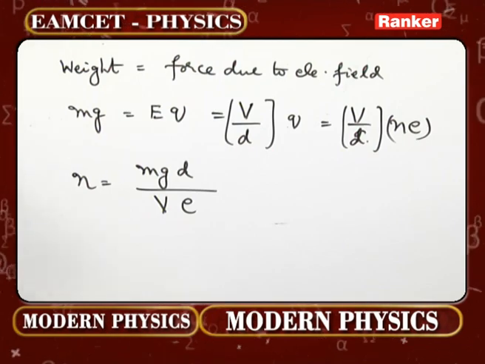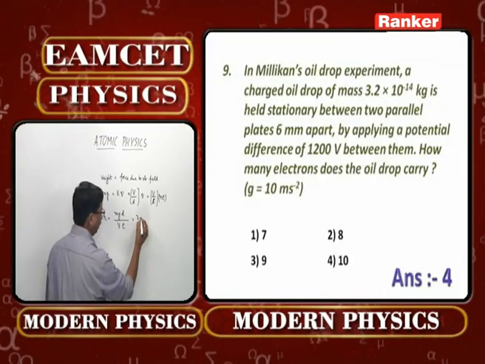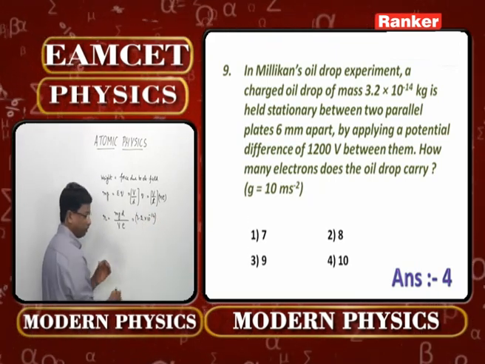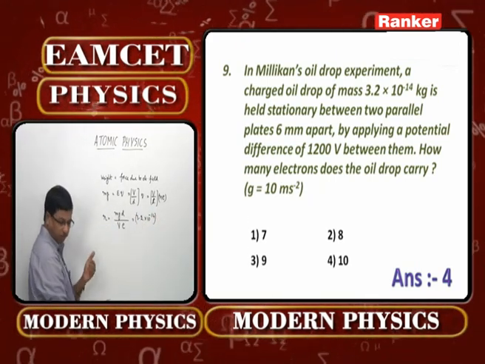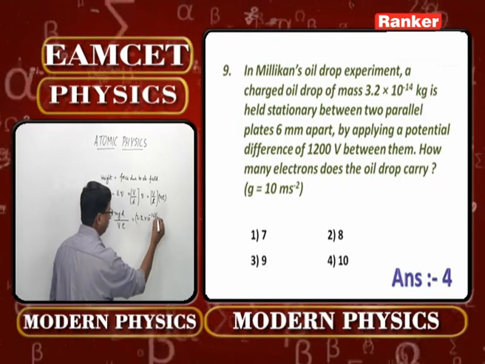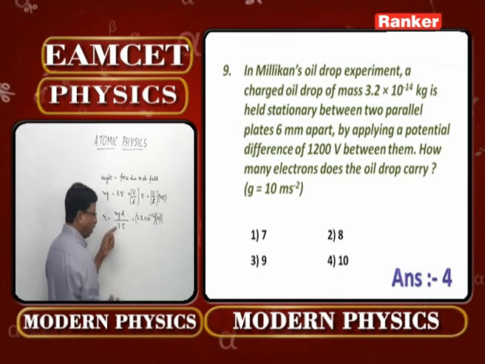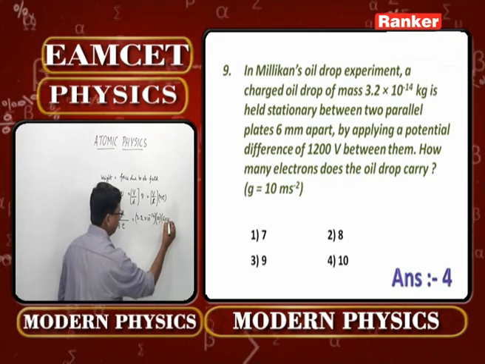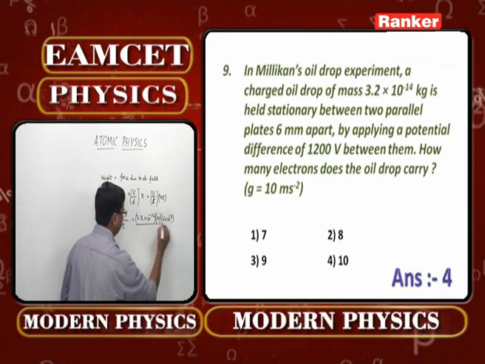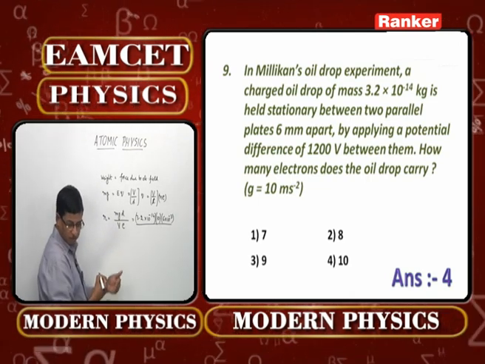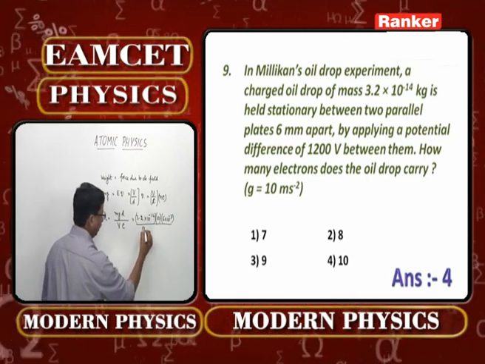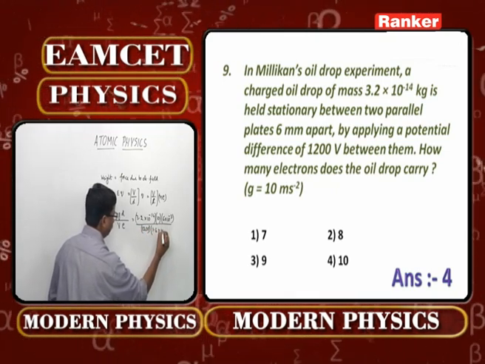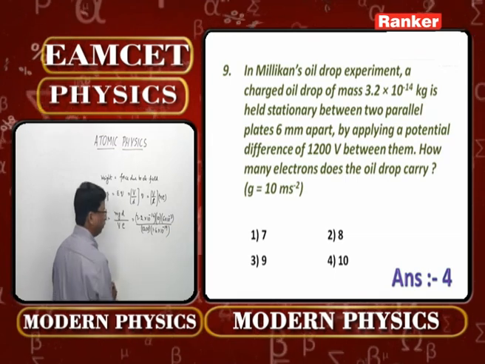What are the values he has given you? Look at now, 3.2 into 10 power minus 14. That he has given you directly in kilogram. Into g. The g value is mentioned in the problem as 10. Fine. What is the distance of separation? 6 millimeter apart, 6 into 10 power minus 3 meter apart. V is given as 1200 volt. Directly you can write the charge on an electron as 1.6 into 10 power minus 19.